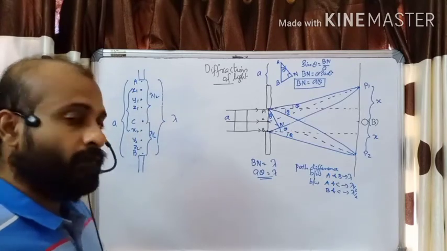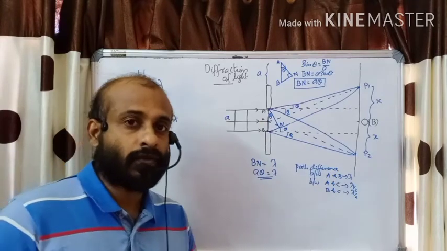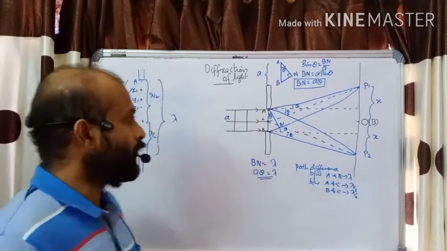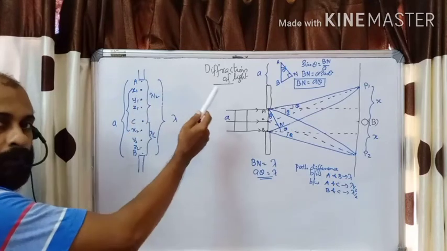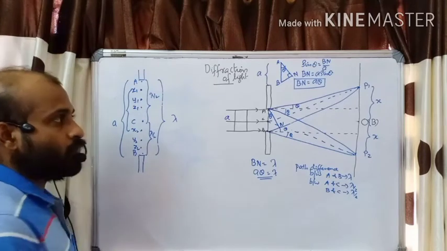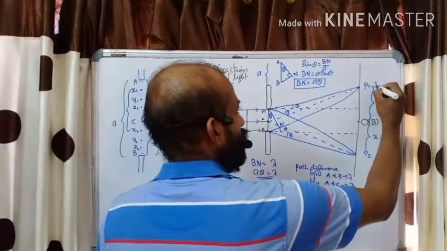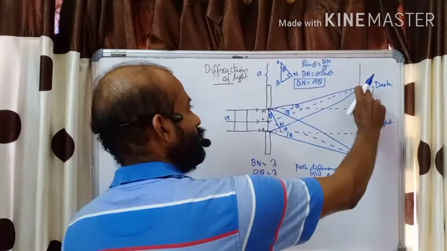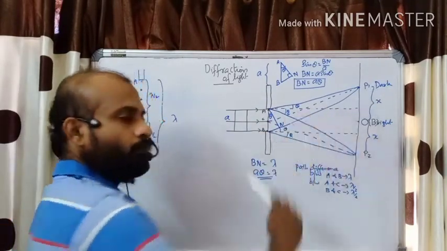If the path difference between wavelets reaching a point P1 is lambda by 2, we know that it will create destructive interference. If it is lambda or path difference 0, it will be constructive interference. But if the path difference between wavelets of x1 and x2, y1 and y2, z1 and z2 is lambda by 2, what type of interference can we expect there? There will be destructive interference. So what will be the point P1? The point P1 will be a dark point. I can write here, this point will be a dark point, and this point will be a bright point.